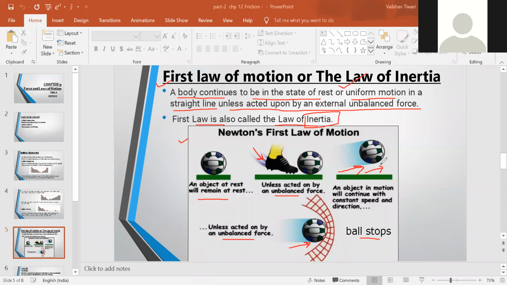But actually, whenever a body is moving, the body gradually slows down and stops because of the force of friction. And that force of friction is again a kind of unbalanced force, right? So I hope the first law is clear to everyone. So this was the first law.